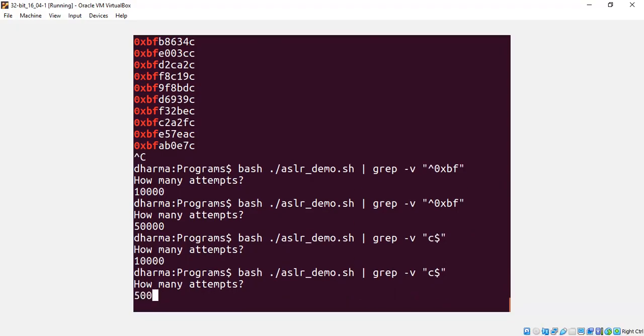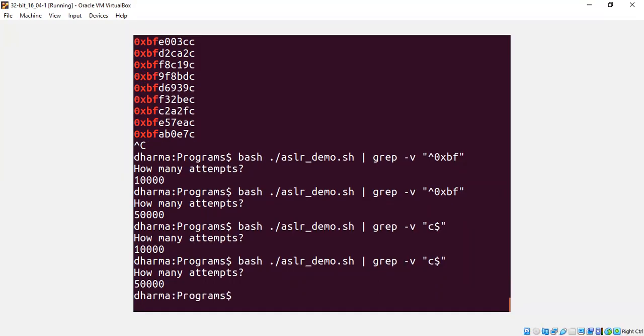Let's try 50,000 times. There was no address that was not ending at C. That means we were able to predict, with high confidence, the last 4 bits and the first 8 bits. So we are able to predict so far 12 bits out of all possible 32 bits, which means our search space is just at most 2 to the power 20, which is about 1,000,000. I also did further analysis to see whether there is more pattern that I can find, and actually I found some more.